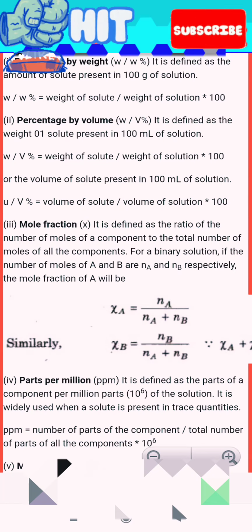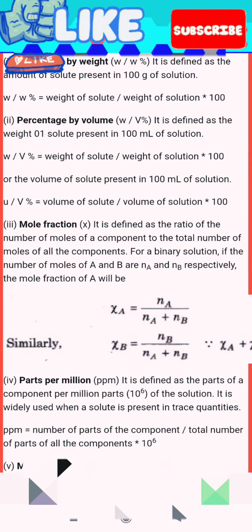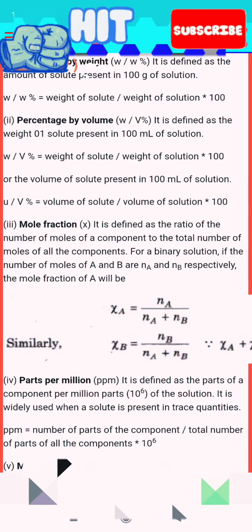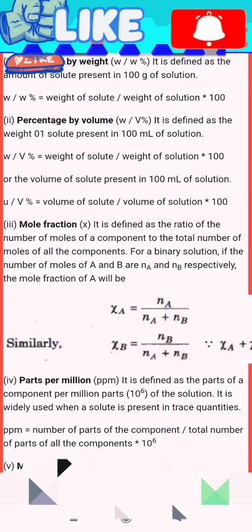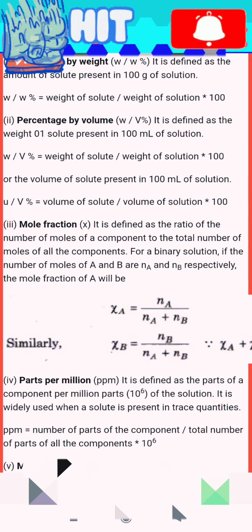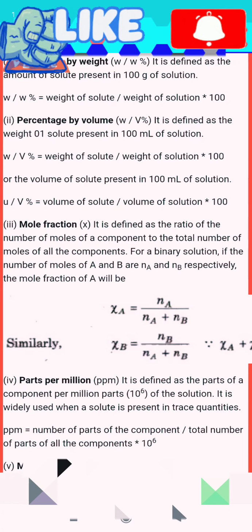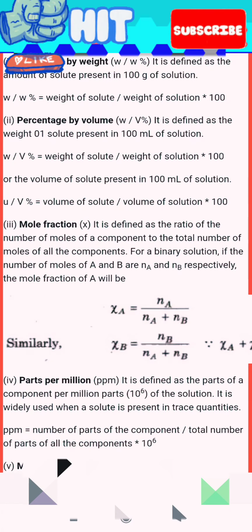ppm is defined as the parts of a component per million, 10 to the power 6, parts of the solution. It is widely used when a solute is present in trace quantities. ppm equals the number of parts of the component upon the total number of parts of all the components, into 10 to the power 6.